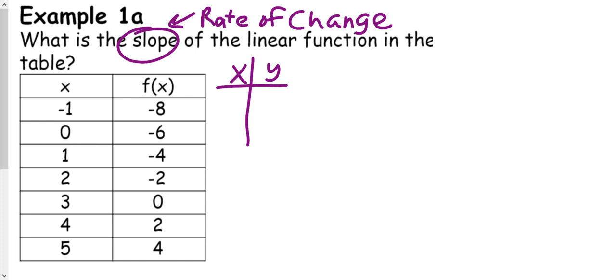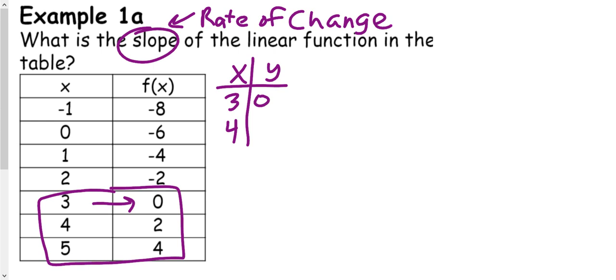I like to choose small numbers. I like to deal with 0. I don't like to deal with a lot of negatives. So I'm going to pick numbers down here because none of them are negative. I'm going to use my inputs of 3 and 4, and that means that I have an output of 0 and an output of 2.